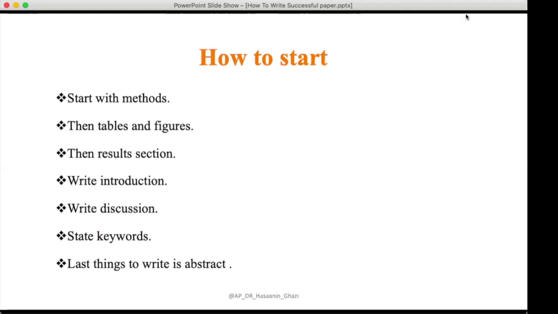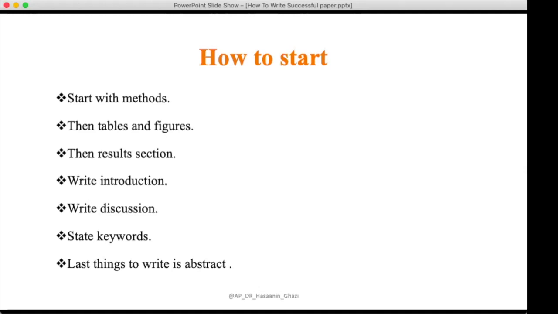Okay, so how to start writing a manuscript? First, you have to start with the methods. Why do we start with the methods? Because we already did the methods before the data collection, so everything is ready for us. That's why we start with writing the methods part, then tables and figures. Why? Because we analyze the data, then we have the result section, which is just writing the tables and figures in words, then introduction, discussion, keywords.